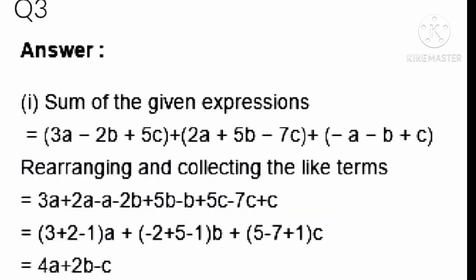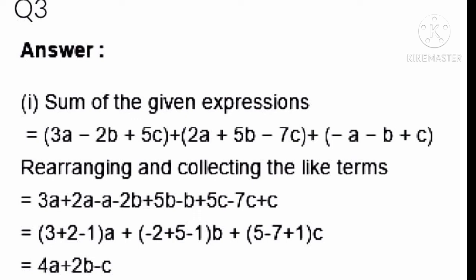Okay. Now in question number 3 also we have to add the algebraic expression. But here I am using the horizontal method. After practicing the column method, let's try with the horizontal method. So sum of the given expression. What is the expression? In bracket 3a minus 2b plus 5c plus 2a plus 5b minus 7c plus in bracket minus a minus b plus c.